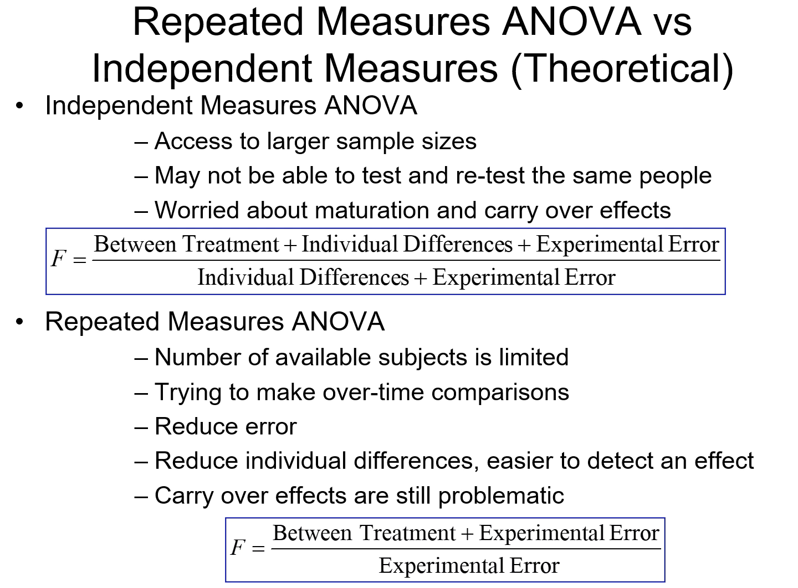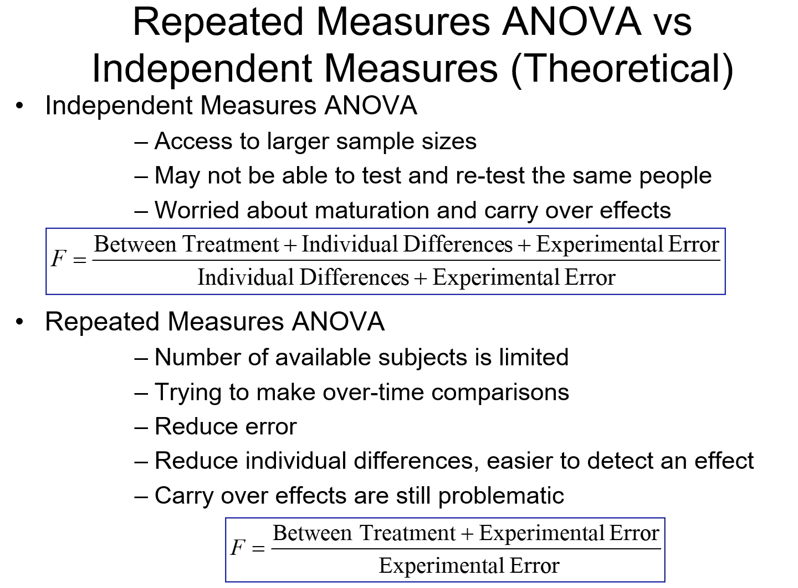So again, repeated measures versus independent measures theoretically. Independent measures ANOVA has generally some of the assumptions. We have access to a larger sample size. We may not be able to test and retest the same people over and over, and we're worried about maturation or carryover effects. Maturation effects are that people are getting better naturally over time. Carryover effects are that because people are in multiple conditions, they're becoming more and more aware of either your outcome measure or the study in general.